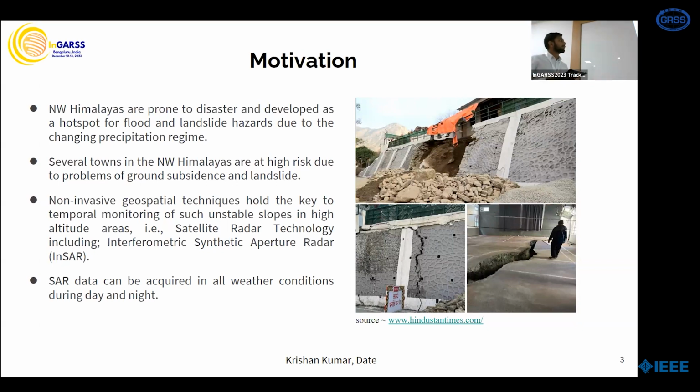There are several towns in the Himalayas that are at high risk due to the problem of ground subsidence and landslide. One of them is Joshimath. The second one we can take is the case of Shimla and Manali. Next, non-invasive geospatial techniques hold the key to temporal monitoring of such unstable slopes in high altitude areas, because the mountain valleys are very narrow, so we cannot measure deformation at every point with common methods.